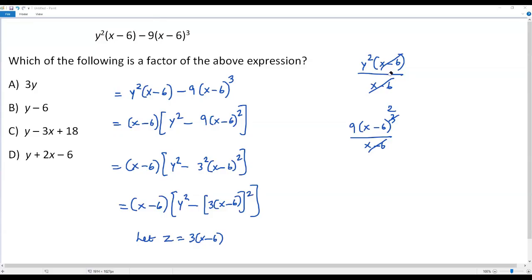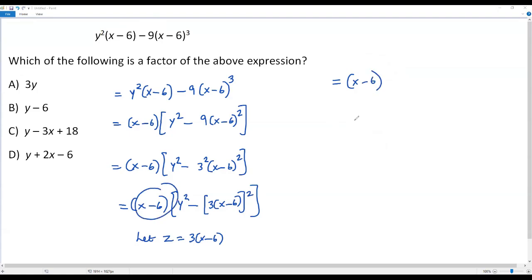Now let me erase the stuff over here and continue the problem. In our next step, we can write this x − 6 as it is. Then we have y squared over here. Then we can take this negative sign. And for this 3 times (x − 6), we can plug in z. Then we'll be getting z squared, because for this one we have exponent 2.